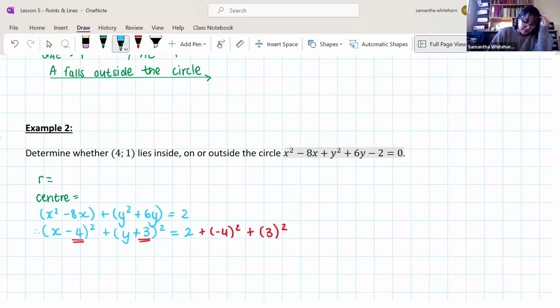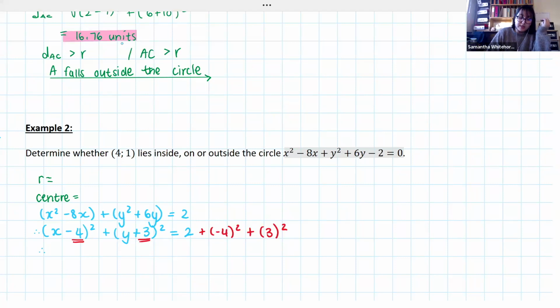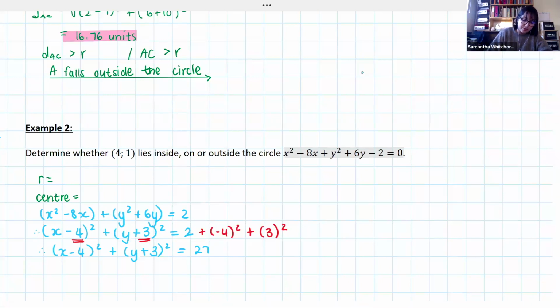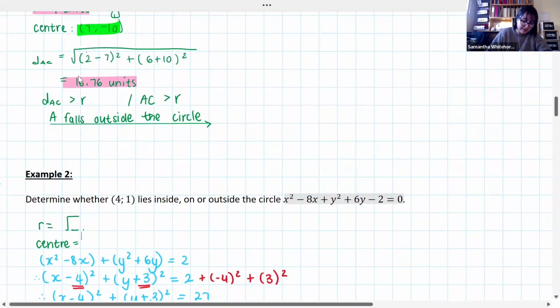So my circle's equation in the center radius form is x minus 4 squared plus y plus 3 squared is equal to 2 plus 16, which is 18, plus 9, which is 27. So now I know what my radius and my center is. So radius, remember, is the square root of the right-hand side, so of r squared. So that would be square root 27.